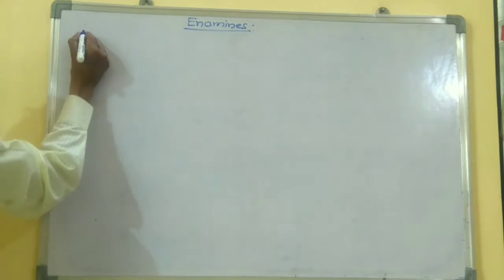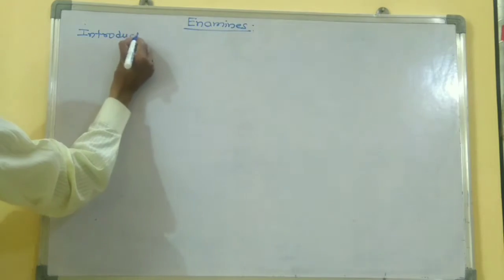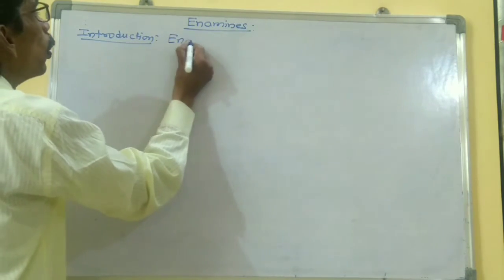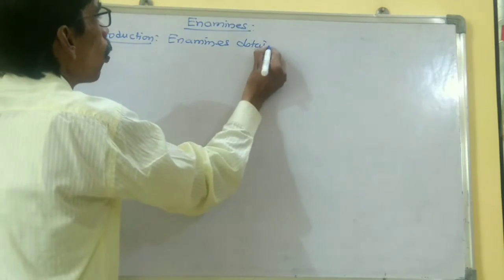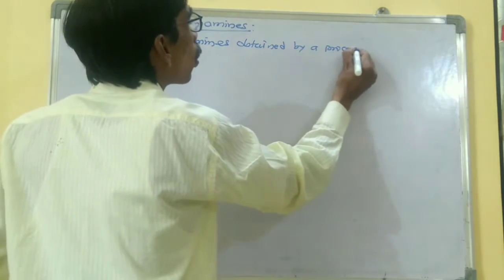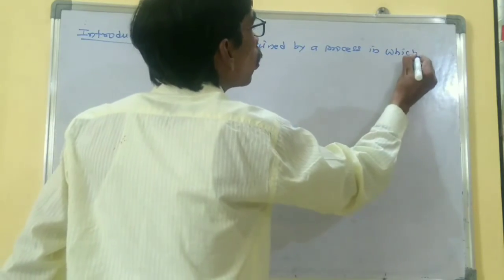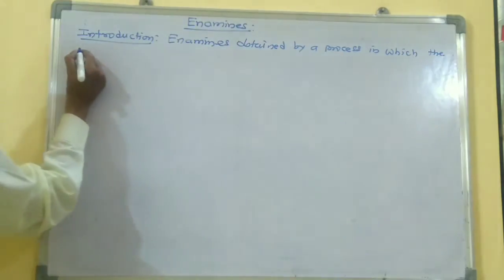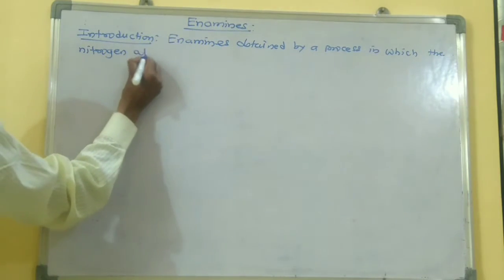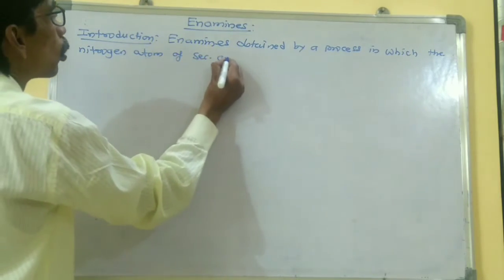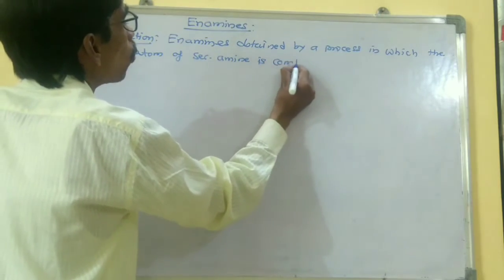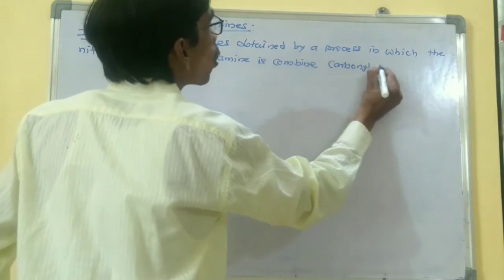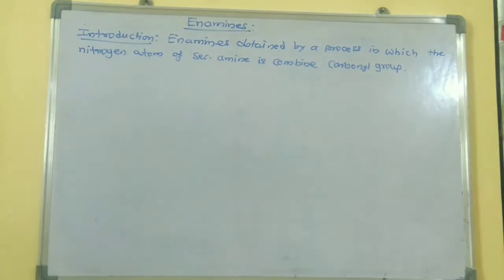Now, what is enamines? Introduction. Enamines are obtained by a process in which the nitrogen atom of a secondary amine is combined with carbon to form the enamines.